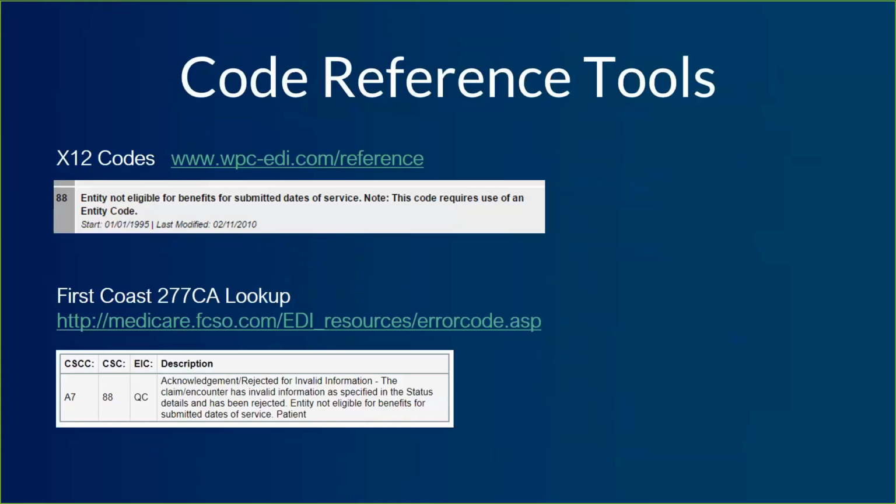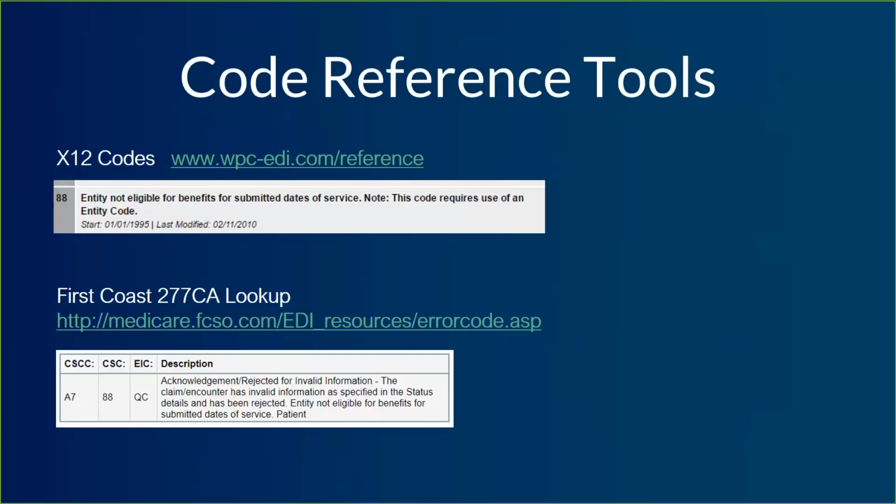The way they structure their responses is that once you've typed in the code, it'll give you a response kind of like what you see here. The description says, acknowledgement rejected for invalid information. The claim encounter has invalid information as specified in the status details and has been rejected. That is the equivalent of the A7 on the left. All of that is the A7. The next sentence says, entity not eligible for benefits for submitted dates of service. That's the 88. The last sentence just says patient. So now we know what the QC means.